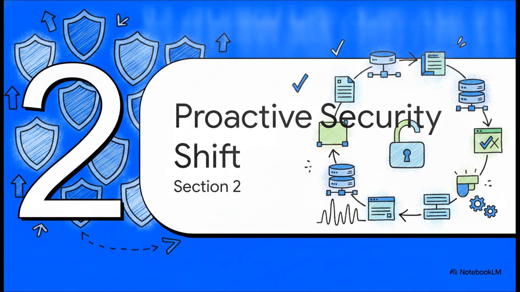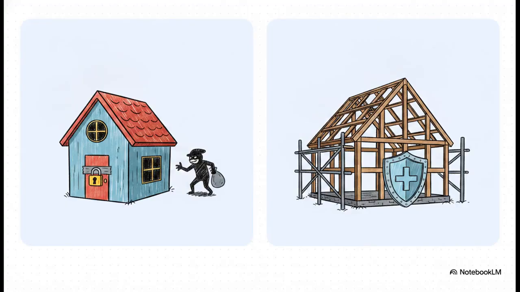Section 2. The proactive security shift. If you look at the early days of software development, it was kind of like the Wild West. Security was notoriously treated as a total afterthought. Development teams would spend months building an app, get it ready for release, and then try to bolt on some perimeter defenses right at the very end. But you don't build the wall after the house is completely finished, right? Today, security is treated as a core component. The industry has made a massive shift from that reactive stance to a secure-by-design architecture, integrating those defenses directly into the foundation from day one.